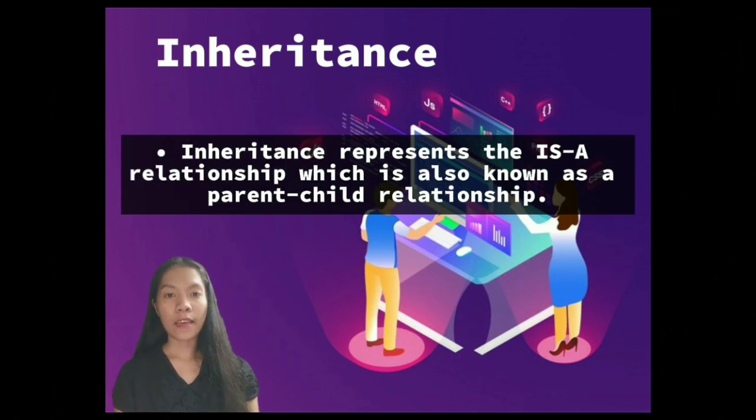Inheritance represents the is-a relationship, which is also known as a parent-child relationship. So inheritance, in other words, is legacy. Just like when you create code in different programming languages, there are two or more classes that inherit attributes and methods to reuse from the superclass, which is the parent class. And it can also add new methods and attributes in your current class, which is the subclass or child class.